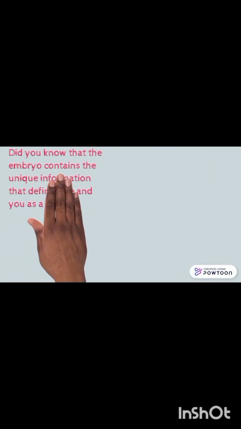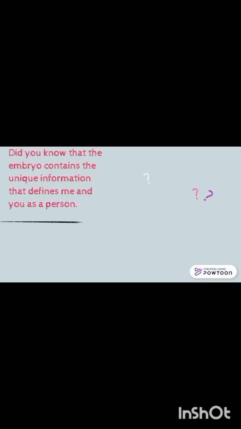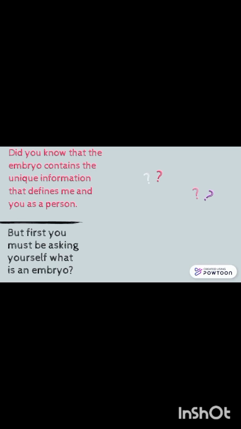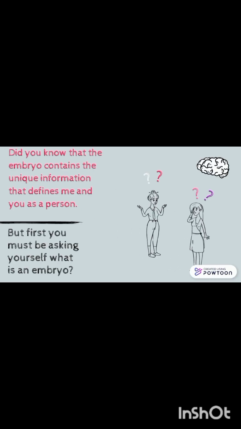Did you know that the embryo contains the unique information that defines me and you as a person? But first, you must be asking yourself what an embryo is. An embryo is the early stage of development of a living organism that forms after the fertilization of an egg by a sperm. Now you know what an embryo is. So let's proceed.